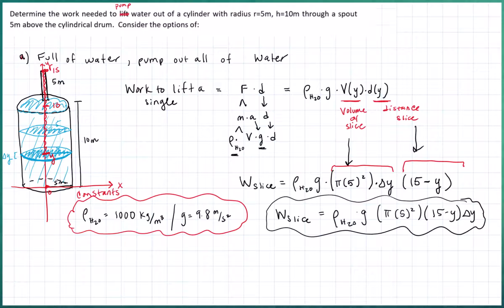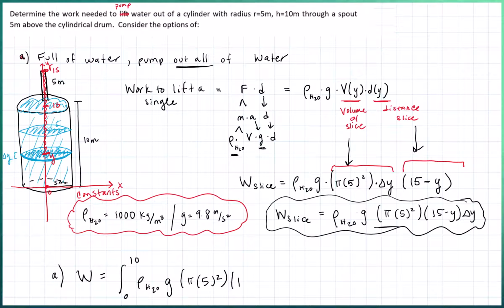If this container is full of water and I want to pump out all of the water, so let's do part A. If I want to do all of the water, then the work needed is going to be the integral from, well, we're going to start taking our slices at 0. There's water filled all the way up to 10 in my coordinate system, and I need to integrate rho of H2O times gravity. Now remember, I'm jumping over the sum of each of these slices and letting n go to infinity. I'm jumping straight into the integral, but that's why we're getting to use this formula, times pi times 5 squared times 15 minus y dy.